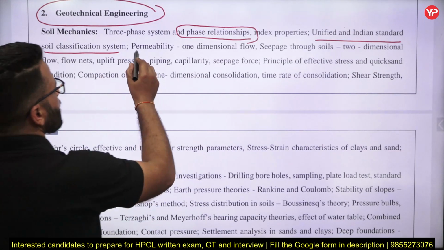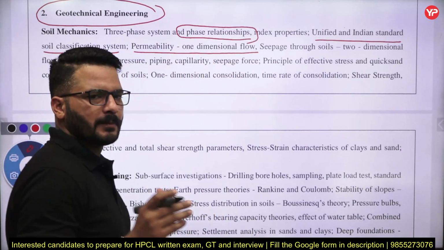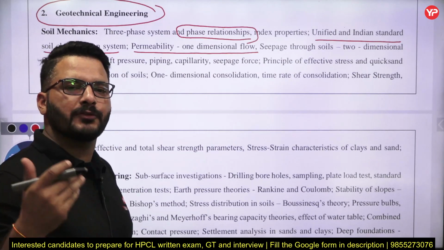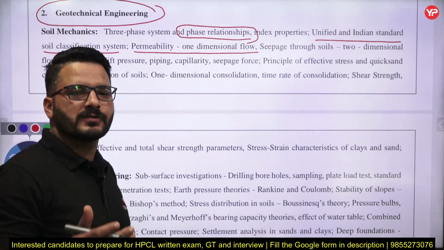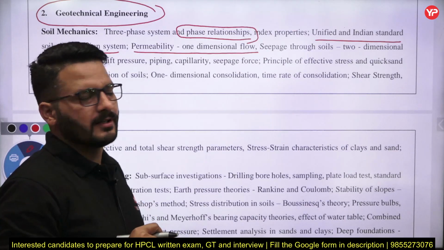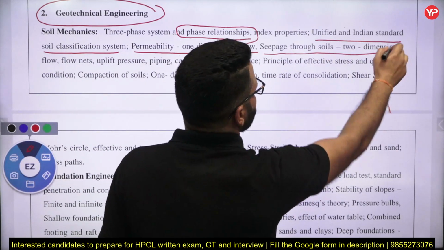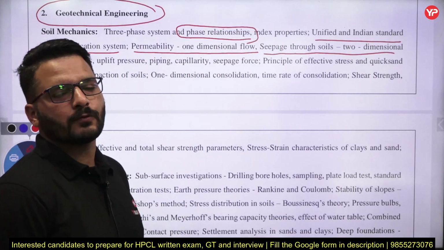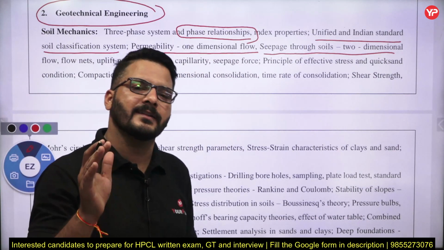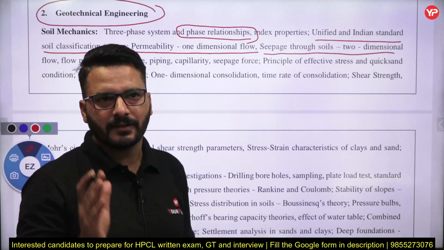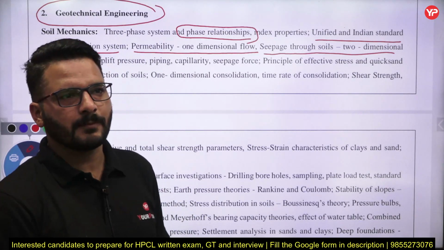Permeability, one-dimensional flow. They will ask about permeability, how will you define permeability, what is the coefficient of permeability, how the seepage velocity and discharge velocity are interrelated with each other, right? And seepage through the soil. If the seepage is taking place through the soil mass, then what will happen to the denseness of soil, whether the effective stress increases or decreases. You will find such types of questions.